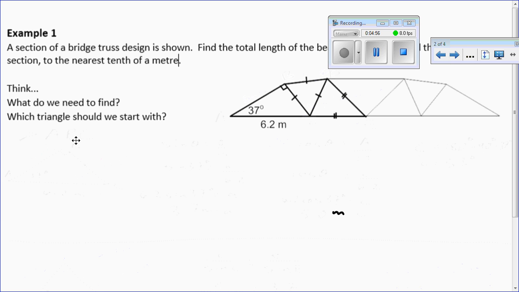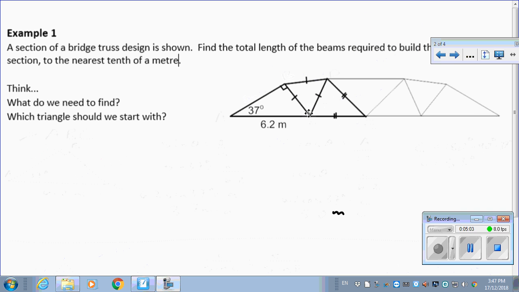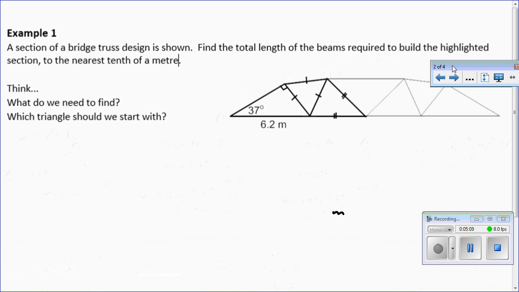Now, this problem here is talking about a section of bridges. This entire section of bridges is going to be created, but what we want is just the length of the trusses to build the highlighted portion of the bridge. I could force you to calculate all of the material needed to create the entire bridge.